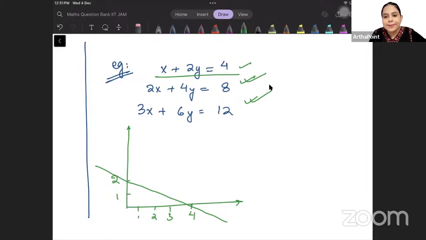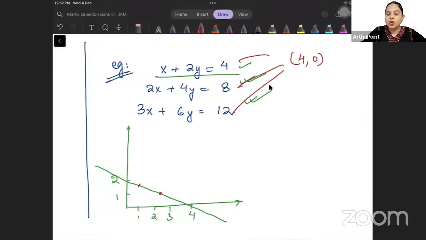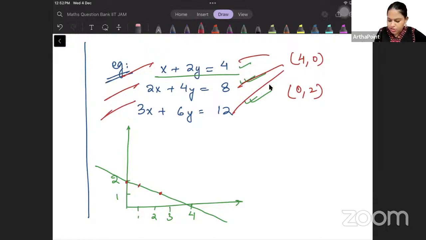So 3 equations are actually representing absolutely the same thing, isn't it? If they are representing the same thing, can't I say that all points on this line will satisfy this equation? So the coordinate 4, 0 will satisfy all three equations. Coordinate 0, 2 will also satisfy all three equations. So all three equations will be satisfied by many points, this point, this point, many points. So there are infinite solutions to this one.